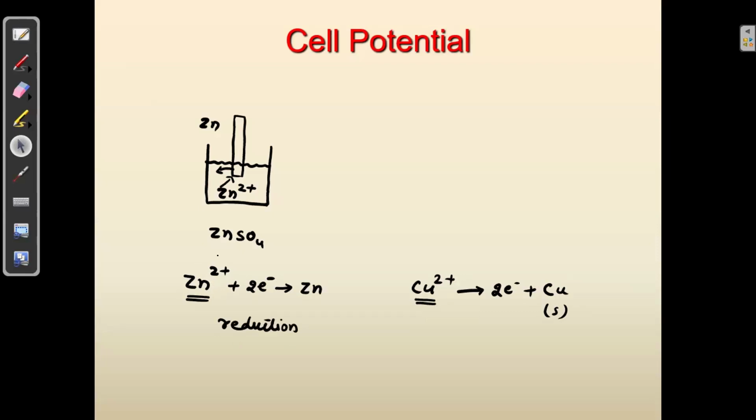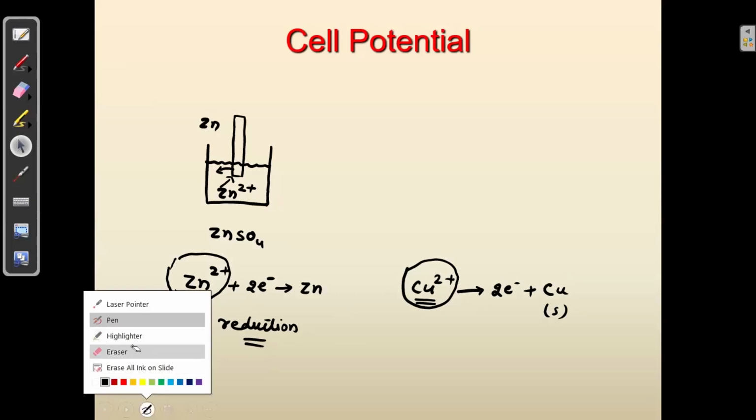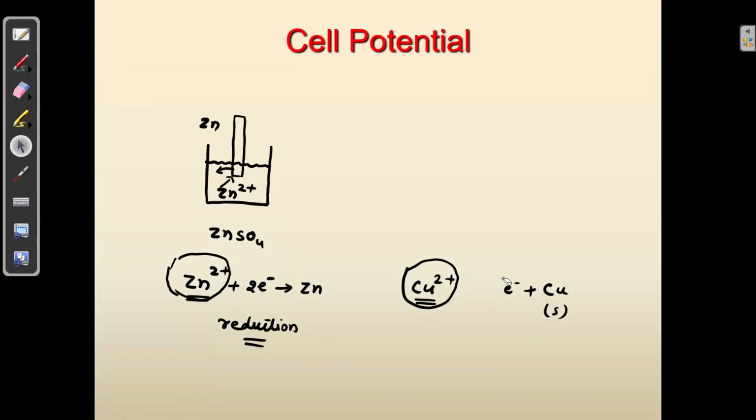So you can say that the cations have a tendency to show which property? Reduction property. Now the question comes, both the reactions look similar: gaining of 2 electrons by the cation here, zinc, and gaining of 2 electrons here. Sorry, there is a correction here.